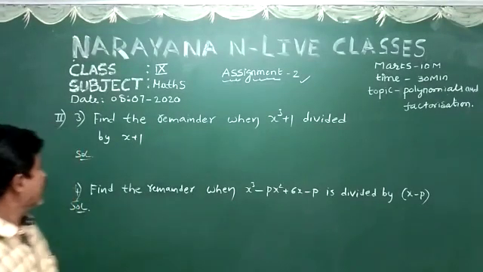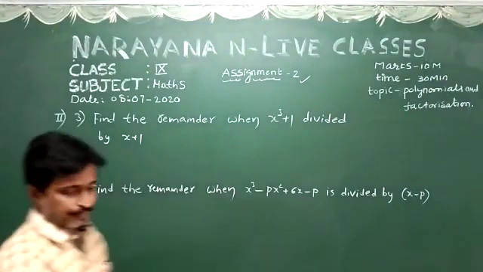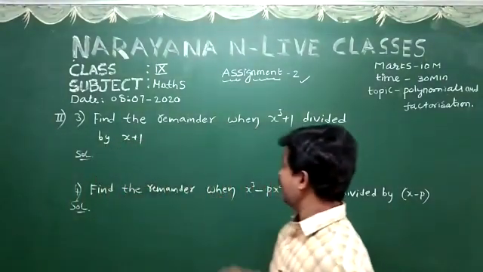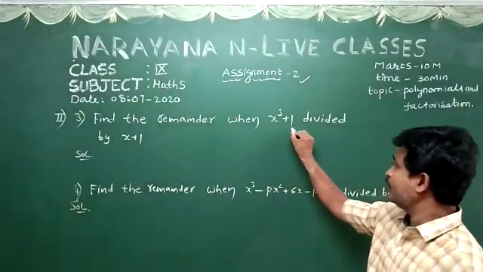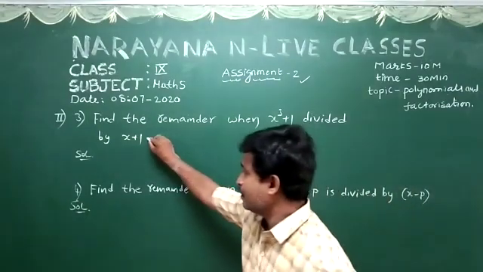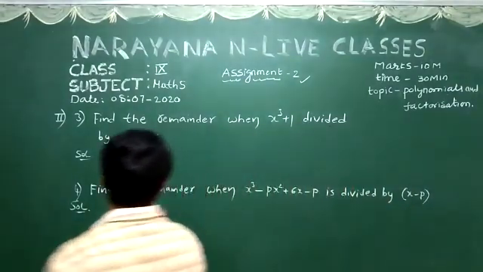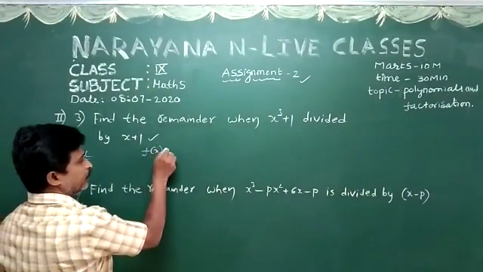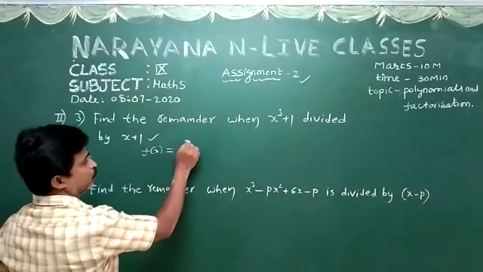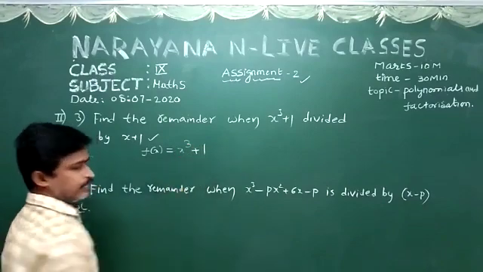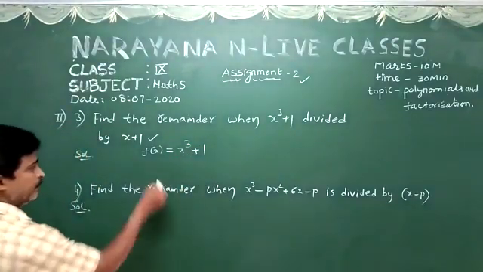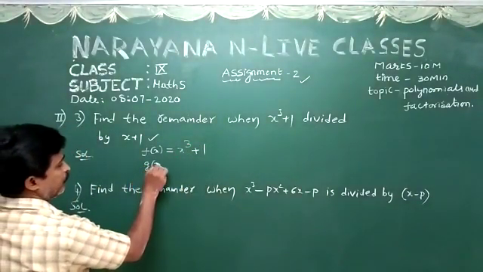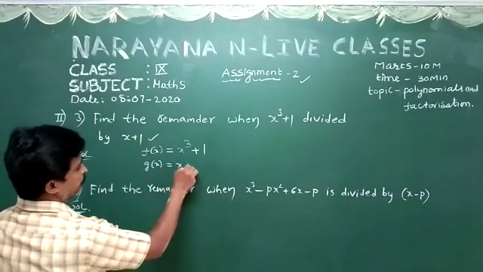Coming to question number 3, second Roman numeral: find the remainder when x cube plus 1 is divided by x plus 1. So just see the answer. First, the given polynomial is taken as f of x, equal to x cube plus 1. And the second polynomial g of x is equal to x plus 1.